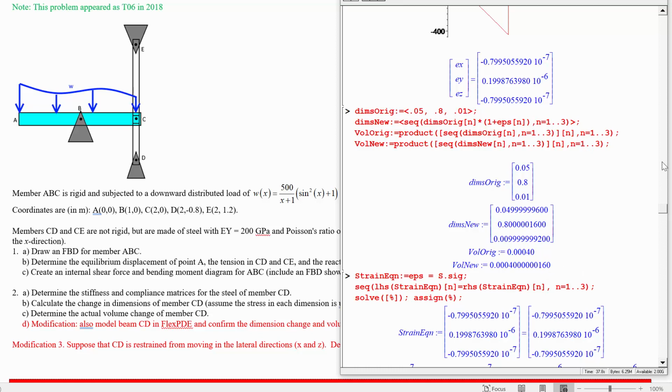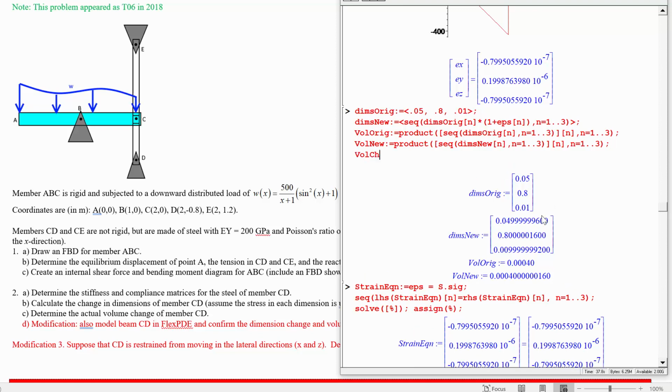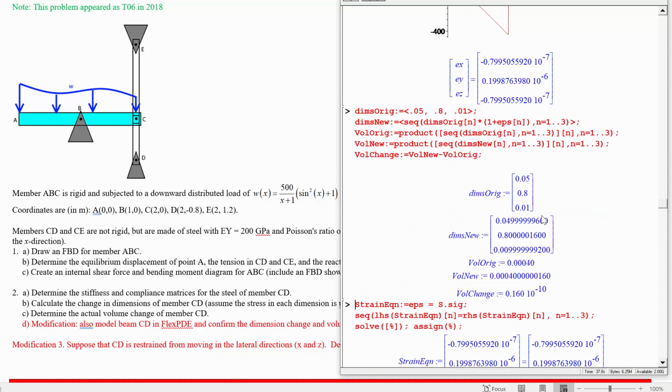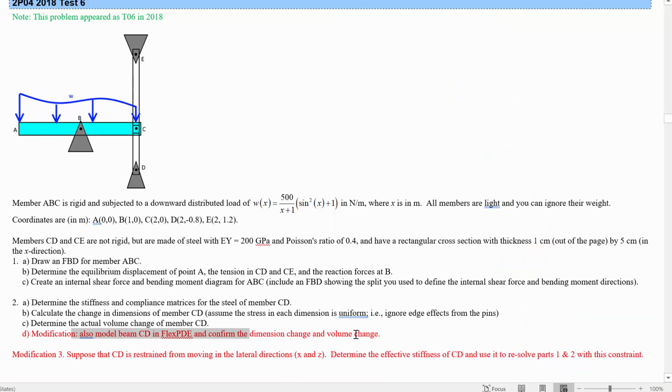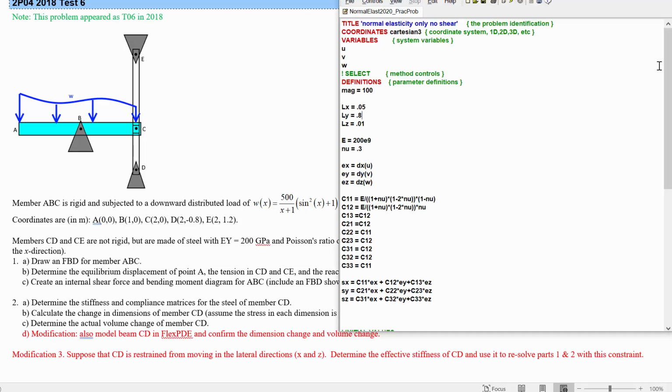And so all we need to do to find the change in volume is subtract them. And there we go. Volume change is incredibly small, 0.16 times 10 to the negative 10 cubic meters. All right, now we're ready to put this into FlexPDE and check the dimension change and volume change. Here we go. So we've got our FlexPDE code, very similar to the one in the notes, but named slightly differently. 2018 test 6 mod.